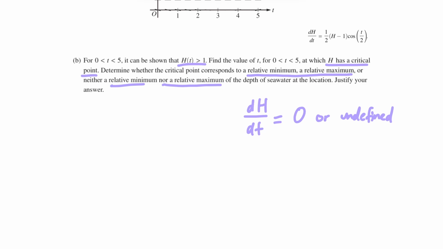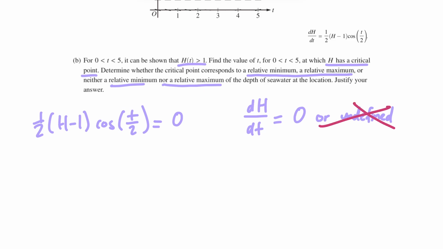So our dh over dt is 1/2 h minus 1 times cosine of t over 2. We want to set that equal to 0. It's not actually going to be undefined at any point here, so we don't really need to include that part of the definition of a critical point. But let's say, for example, we had something like t minus 1 in the denominator of our dh over dt. Then when t is equal to 1, our dh over dt would be undefined because we'd be dividing by 0. But that's not the case in our example. So we can just set it equal to 0.